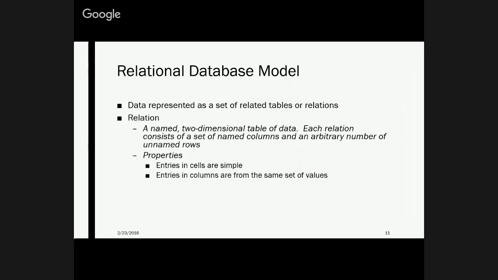Entries in columns are from the same set of values. So if you have a column that's first name, that whole column contains first names. So you're just getting at basic table structure. Each row is unique. So a property of a relation, I guess is how they're saying this, is each row, you can't have duplicate rows or it's not a valid relation. That's where the key comes into place.